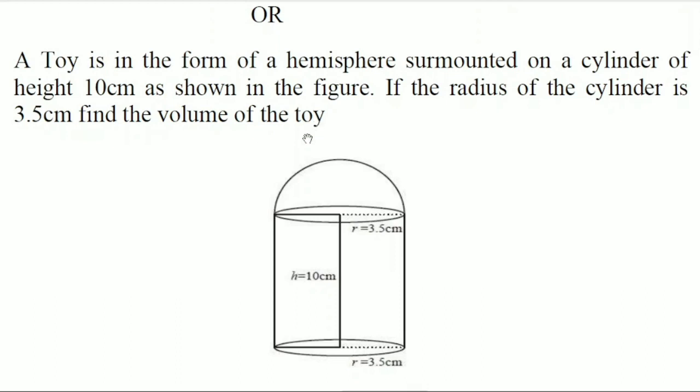So see the figure. Here there is a hemisphere. It is surmounted on a cylinder of height 10 cm. Here the height of the cylinder is 10 cm. They have given it in the figure. If the radius is 3.5 cm, what is the volume of the toy?